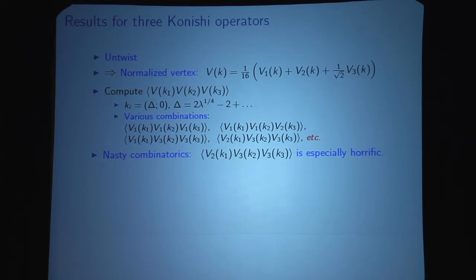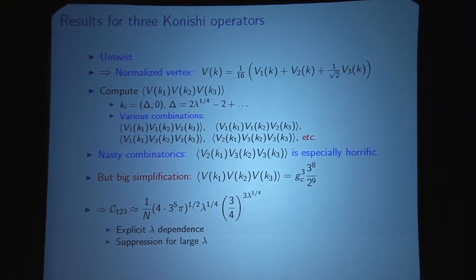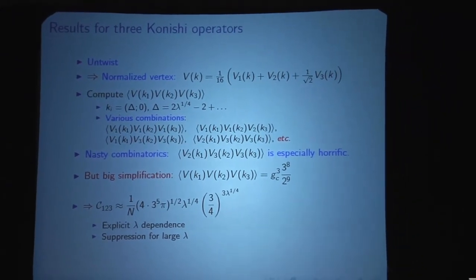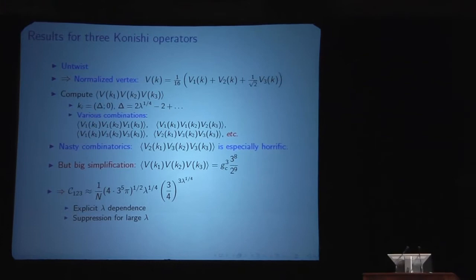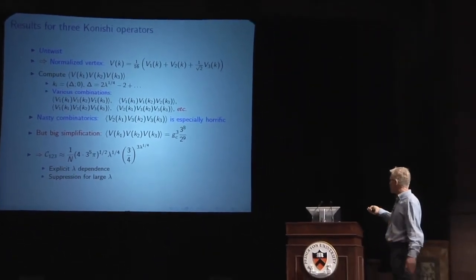You have some extremely nasty combinatorics, especially this one, because you have products of 20 gamma matrices. So it's especially horrific. But you put it on Mathematica, it runs for many, many hours, and at the end of the day you get this answer, a very simple answer. A huge simplification: g cubed times 3 to the 8th divided by 2 to the 9th. In fact, that's why we think we're right, because we figured it had to be a simple answer.